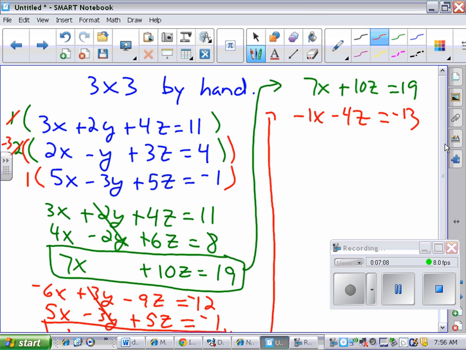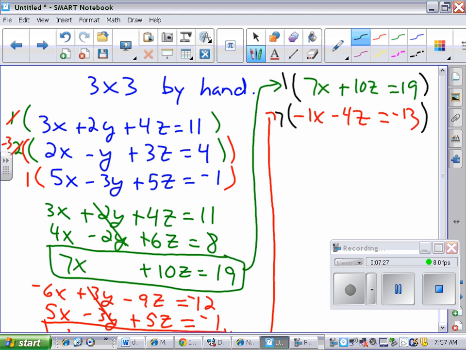So you don't have to worry about what you've eliminated before. You just pretend this is a brand new problem. What would you eliminate here? Sorry? I would eliminate the x. Because how would you do that? I would simply multiply this one by 7, this one by 1.